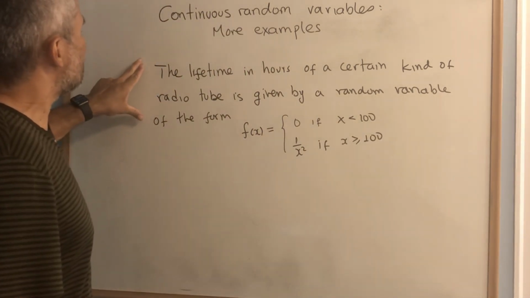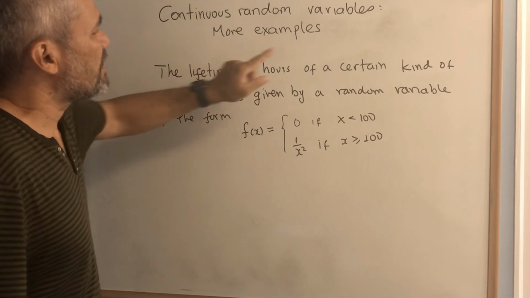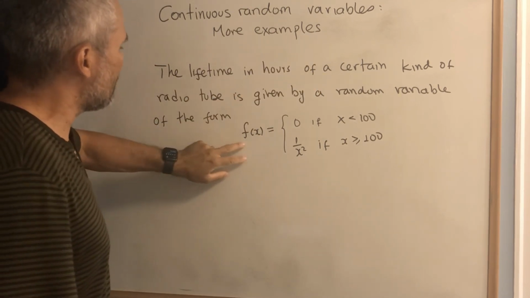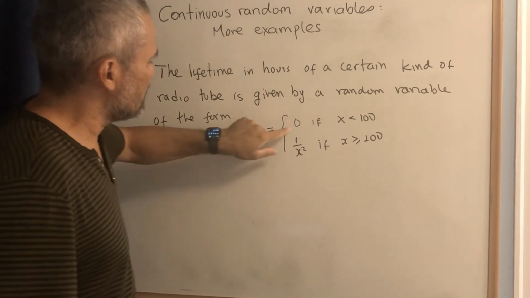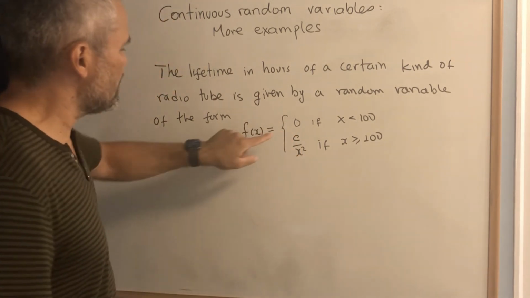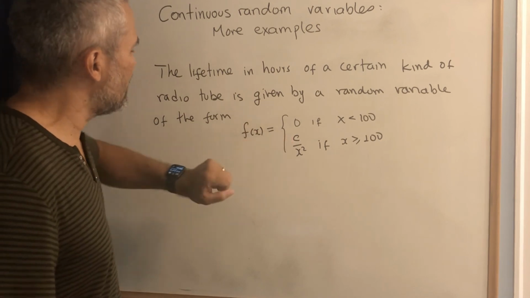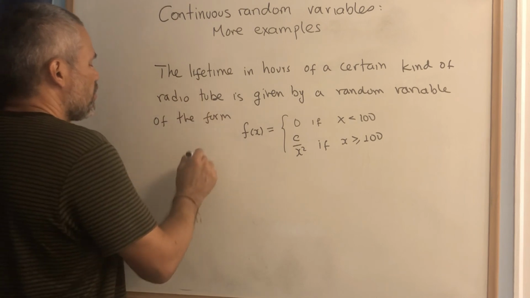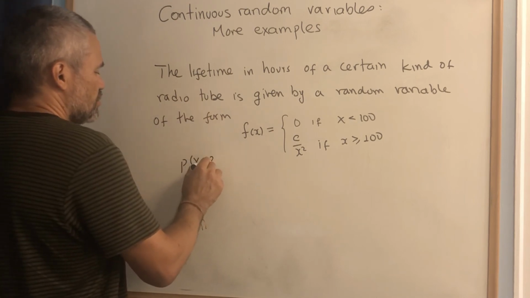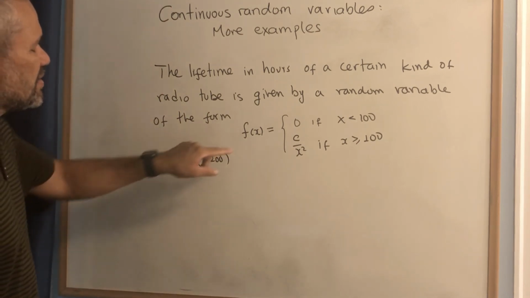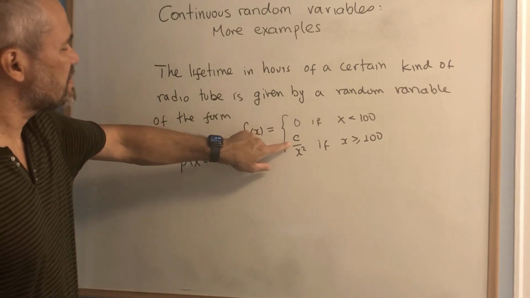Okay, this problem says that the lifetime in hours of a certain kind of radio tube is given by this random variable. And actually here we need to write a c, and then the question is find a c and find the probability that the radio tube will last less than 200 hours. Let's see how to find C.